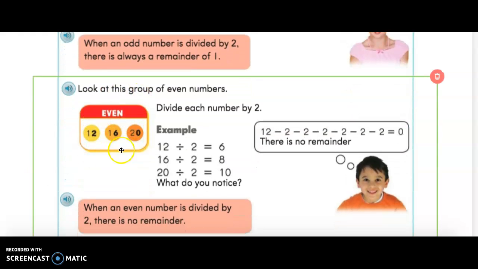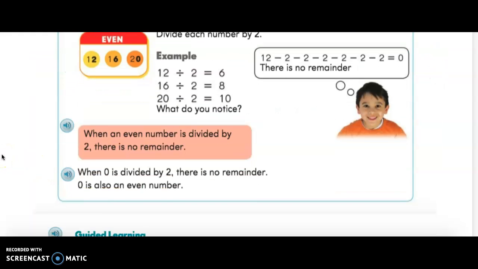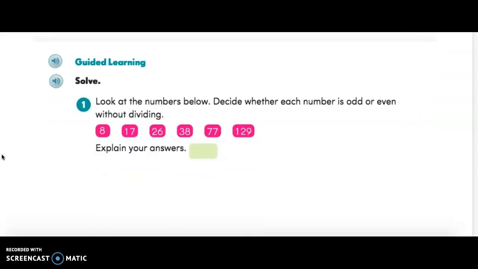Now when we look at the even numbers, we have 12, 16, and 20. When they're all divided by 2, there are no remainders left. So when it's an even number divided by 2, you'll have no remainder.